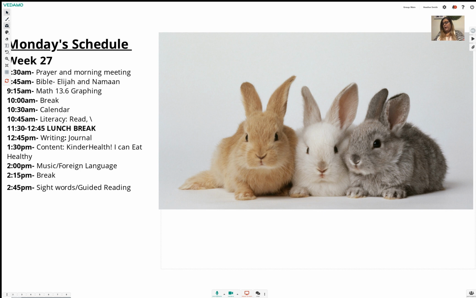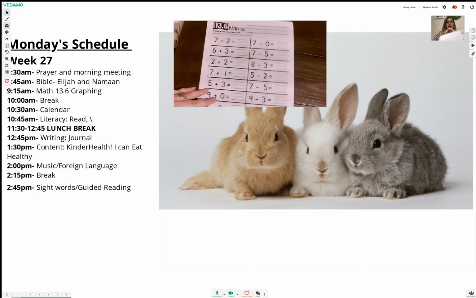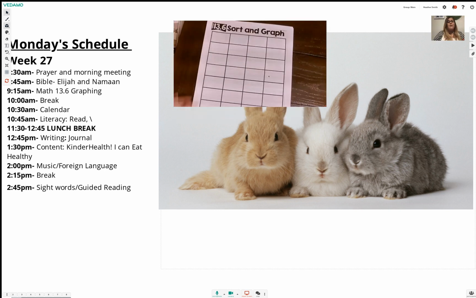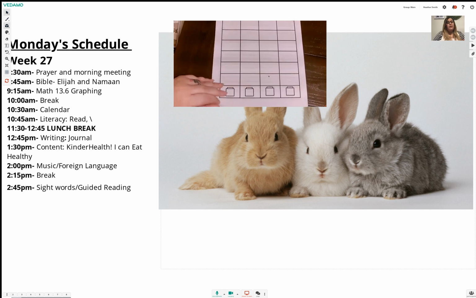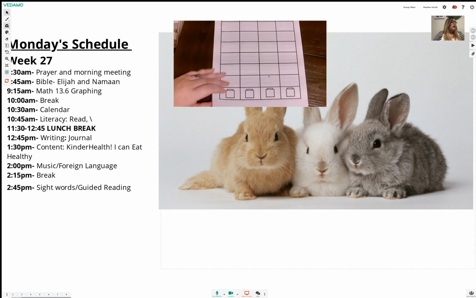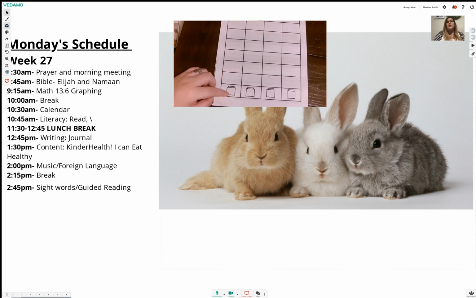And then math, I think there's 3 pages for math 13.6 today. So let me put this camera back up. There's an addition and subtraction, and then there's a sort and graph, and this is snap cubes. And we did this last week too. We did something very similar with sorting and graphing snap cubes. So you can just fill in whatever snap cubes you have at home.